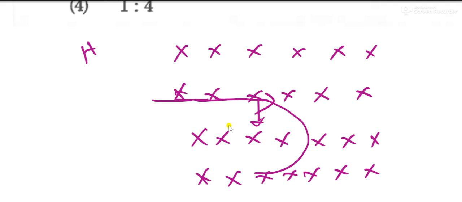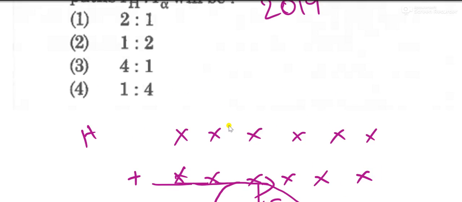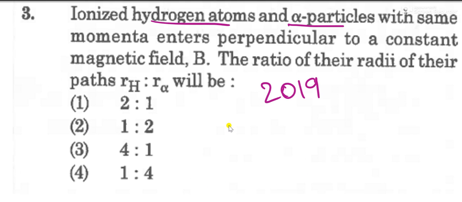When a charged particle moves inside the magnetic field, it will move in circular motion. The force is always acting towards the center. It all depends on Fleming's left hand rule and what charge is entering. So the centripetal force is equal to the Lorentz force. The question asks what is the ratio of hydrogen and alpha particle.